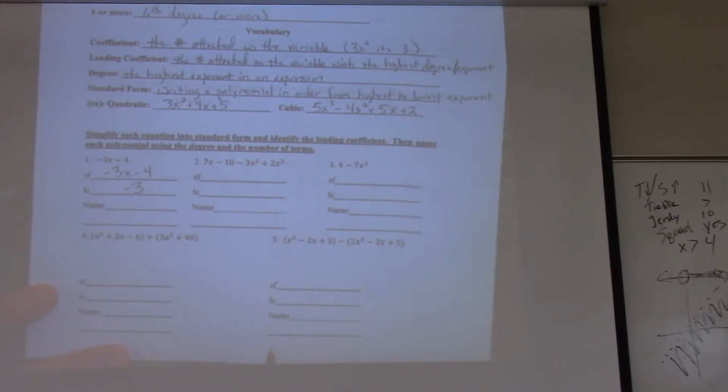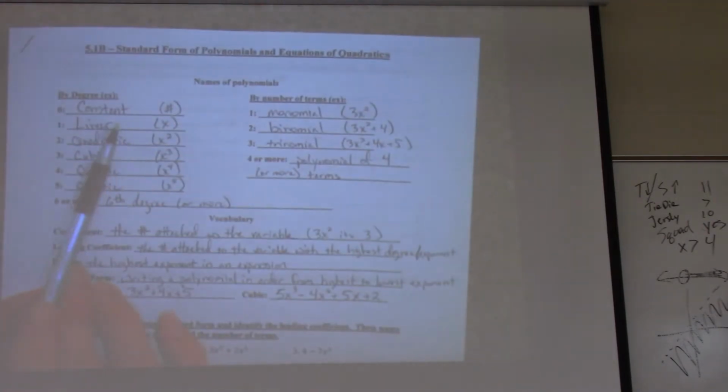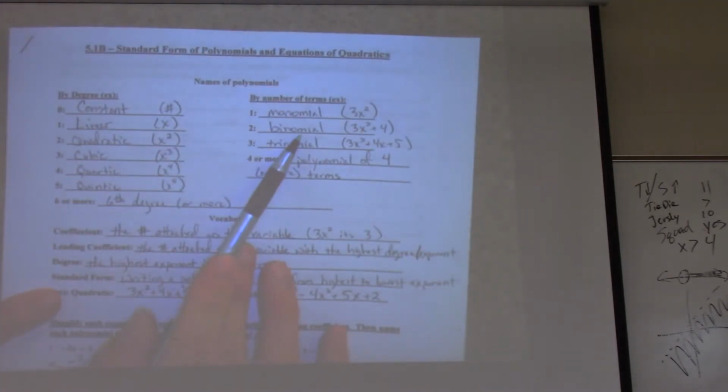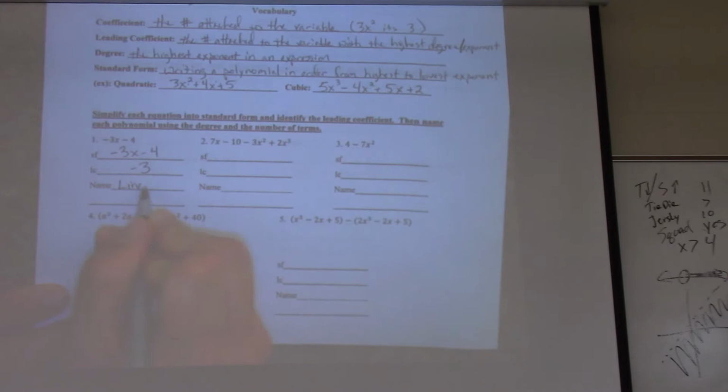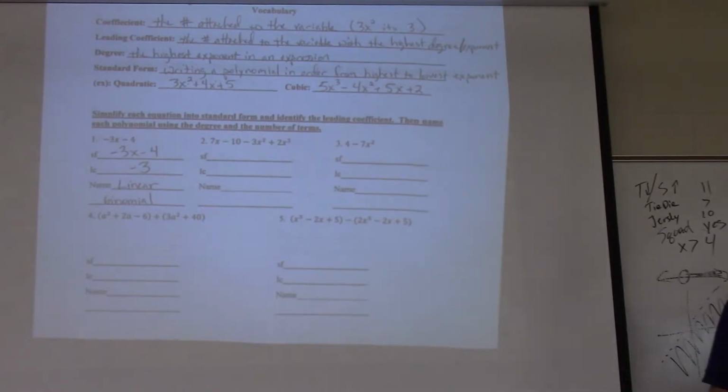And what is the name of this? So by name, I mean we have to say both the degree and the number of terms. So what is the degree here? Linear. And how many terms do I have? 2 terms. So that means it's a binomial. So its name is a linear binomial. Okay. Let's do number 2.